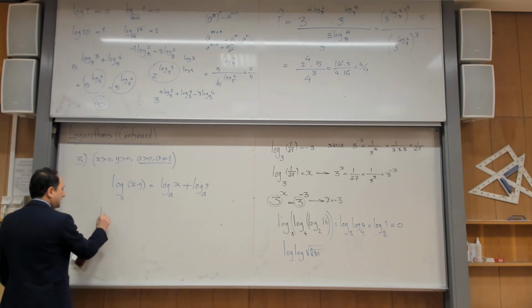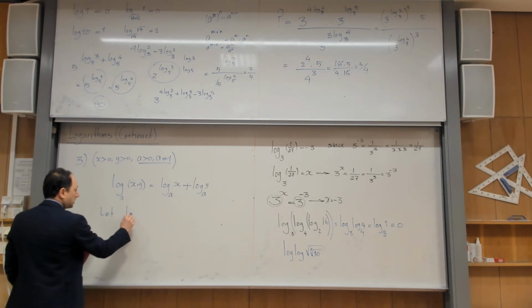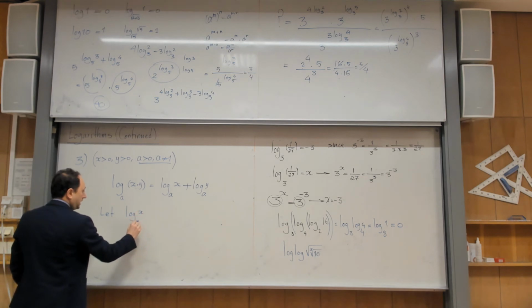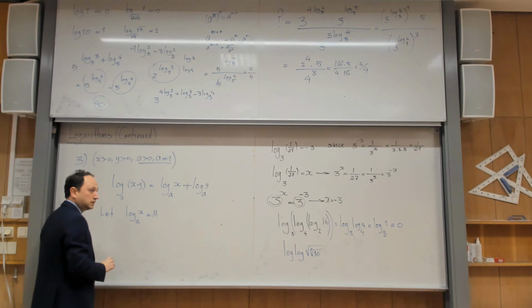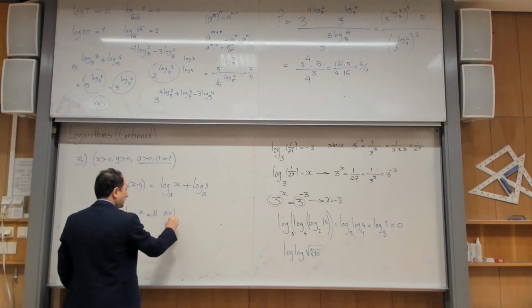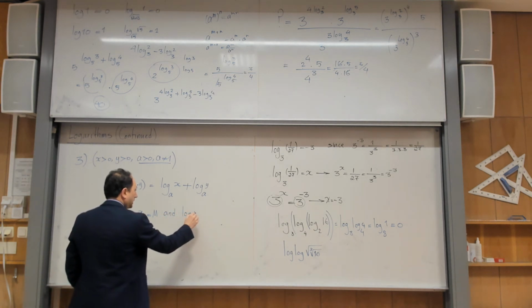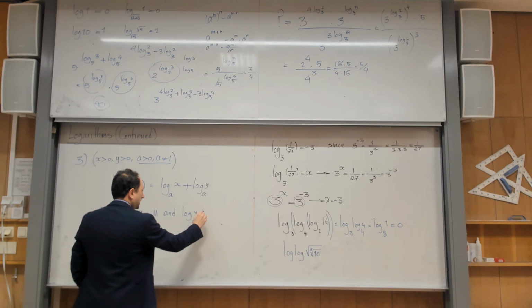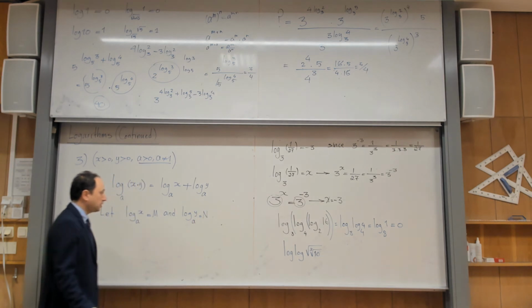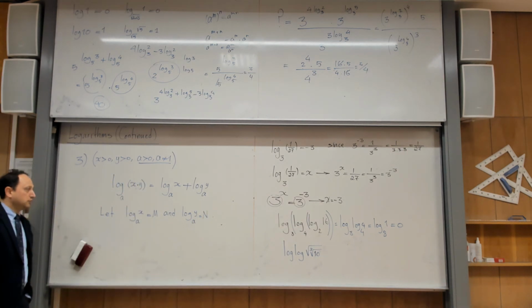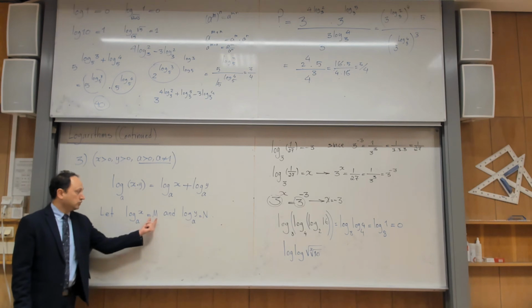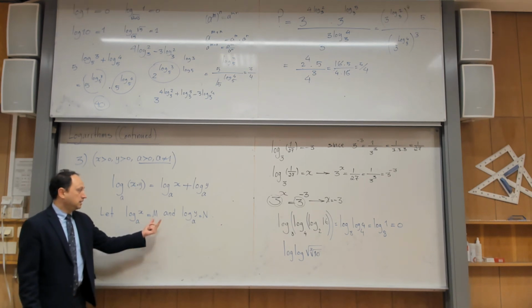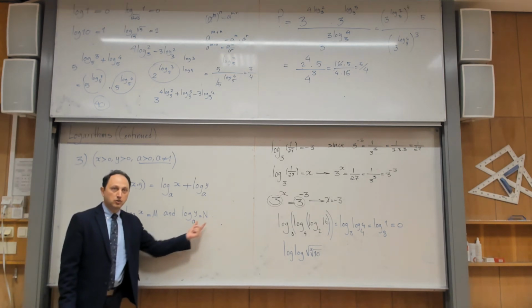Let log of x in base A be a number. Let me call it capital M. And let me call log of y in base A, n. But from now on, you can help me to solve the problem. So you see, this is a number. For simplicity, I called it capital M. And this is also a number. For simplicity, I called it capital N.